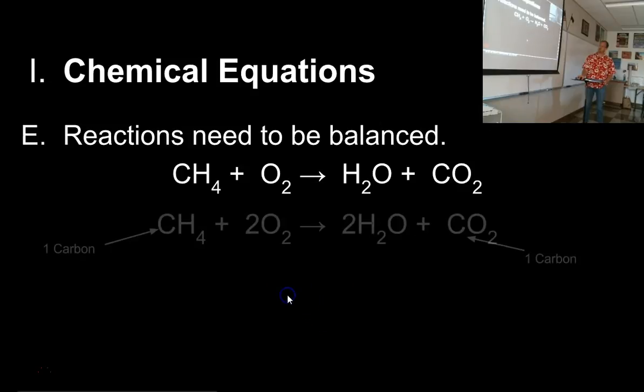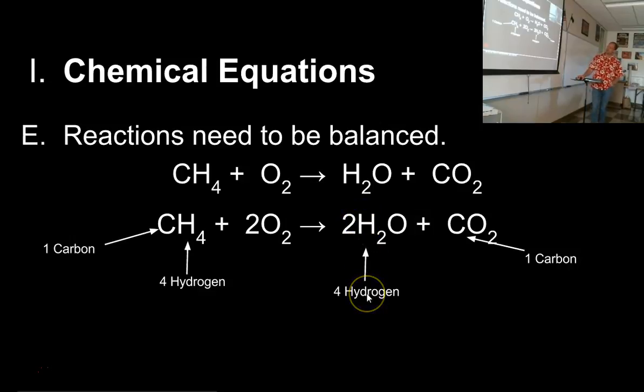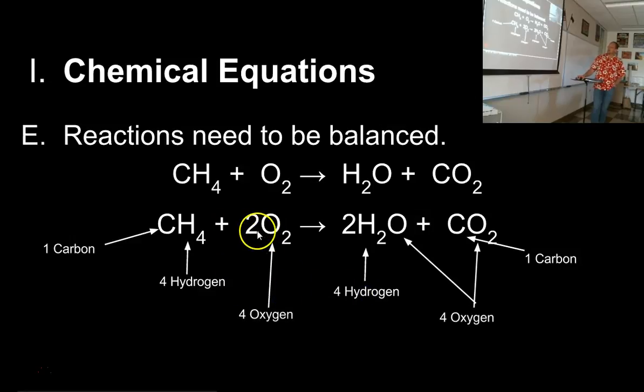So what we do is we add coefficients in front of items in the reaction, so that we can get them all to be the same on both sides. So 1 carbon here, 1 carbon there, that works. 4 hydrogens here, H4, but only 2 here, so I've got to put a 2 in front of the hydrogen. So now there's 4 hydrogens. Okay? And then 4 oxygens, 2 times 2, 4 oxygens, 2 times 1, plus 2 more, 4 oxygens.